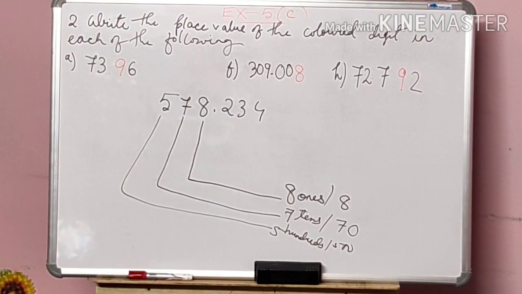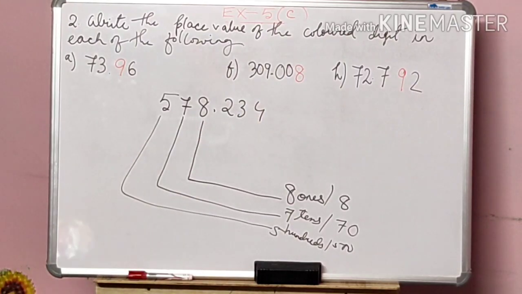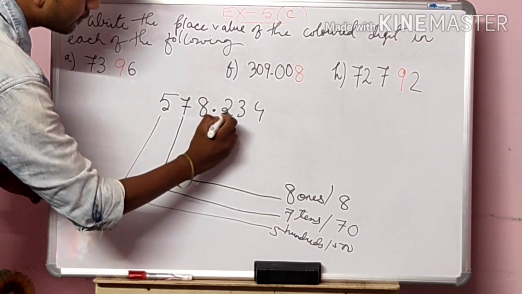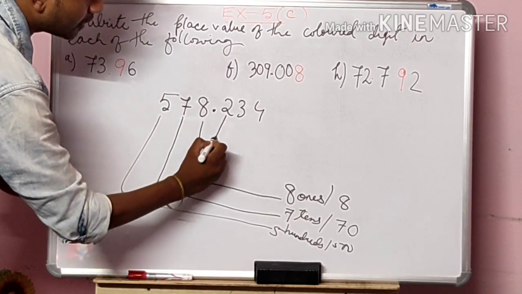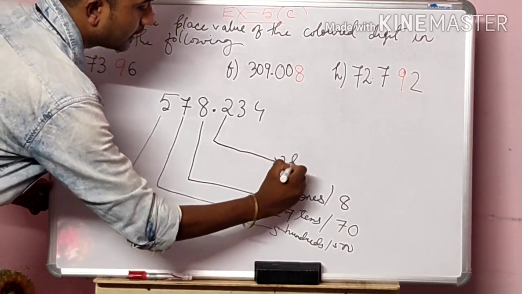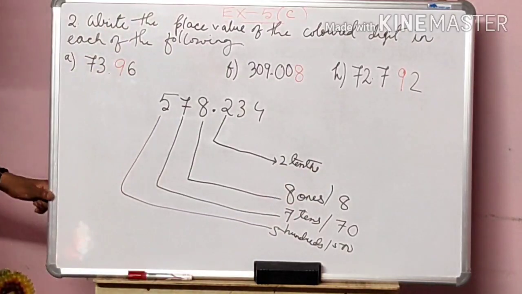Now what about the digits after the decimal, 2, 3 and 4? How are we going to write them? This is the big problem about it, but don't panic. This is very simple. You see that after the decimal, the first number will always be known as tenths. So it can be written as 2 tenths.